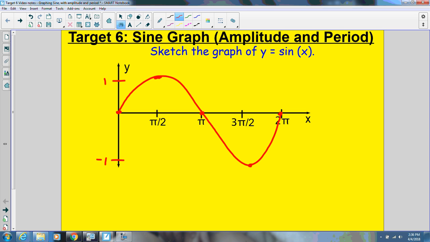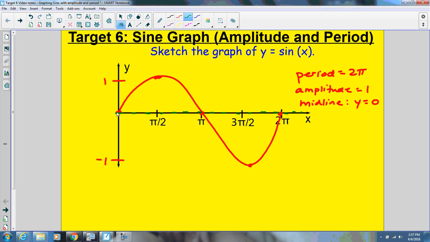So a couple of things to keep in mind. The period is 2 pi. The amplitude would be 1. And the midline would be at y equals 0. Okay, so the midline happens right here for the sine graph.